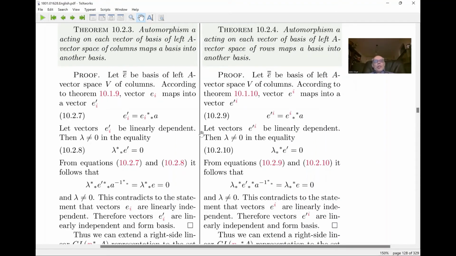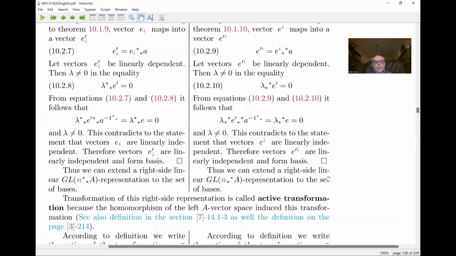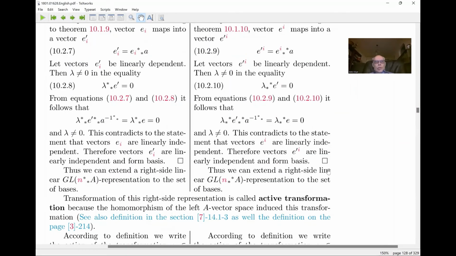Automorphism A acting on each vector of the basis of left A vector space maps a basis into another basis. Based on this theorem, we can extend the right-side linear representation of group GL(CR, A) to the set of bases. Transformation of this right-side representation is called active transformation.